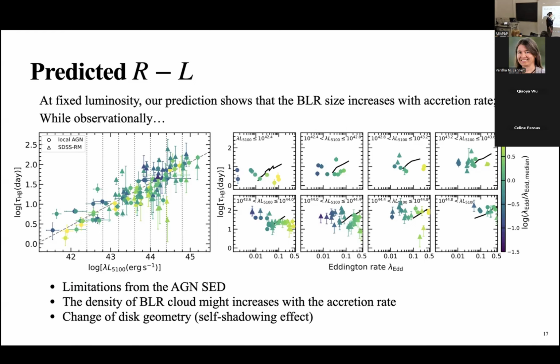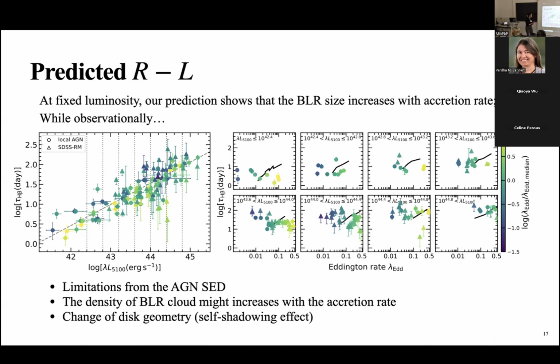Our prediction shows that at a fixed optical luminosity, as accretion rate increases, the distance should increase. But you can see that in the observed data points, there seems to be a decreasing trend in the observed data, which is not what we expected, but we have some explanation for that.